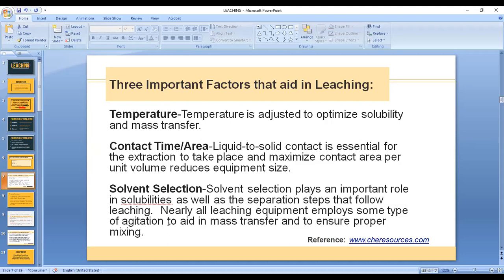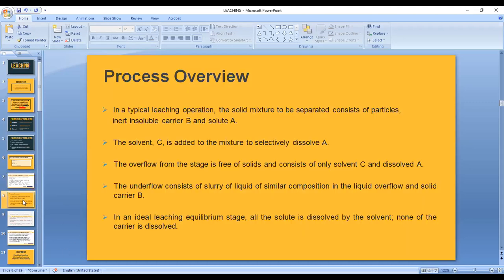We have to choose a solvent that will be preferentially taking out the solute, ang solute, ang kwaon niya from the solid matrix. And that should be the case because the other part of the solid should be inert to your solvent. Now, this is the process overflow.